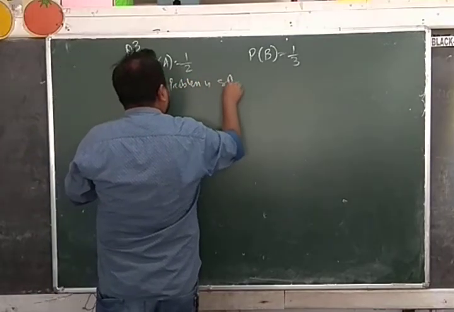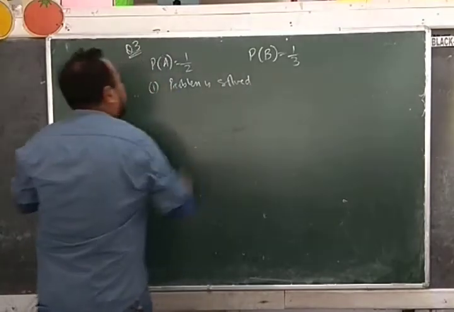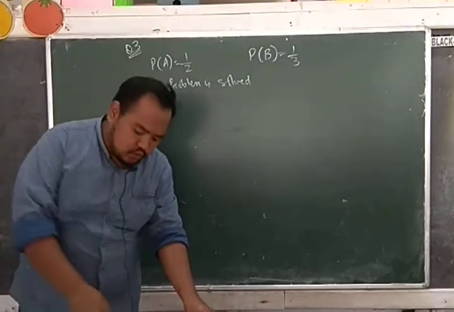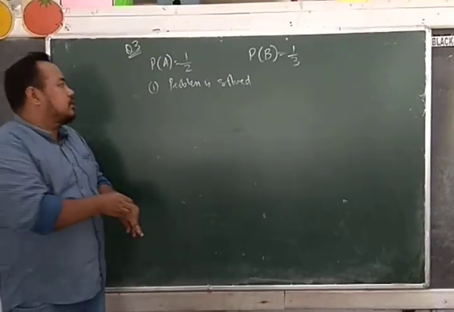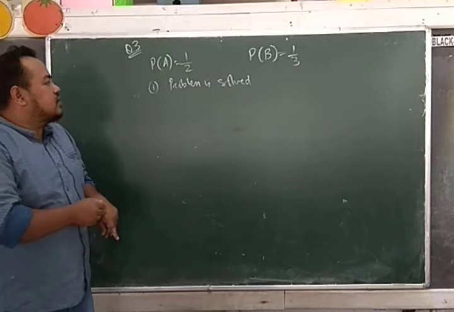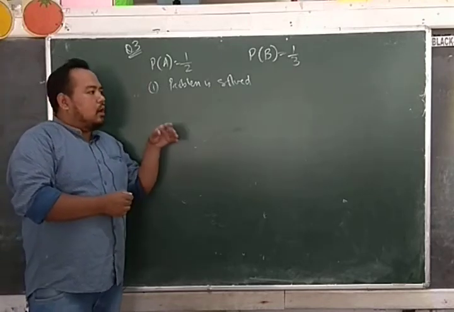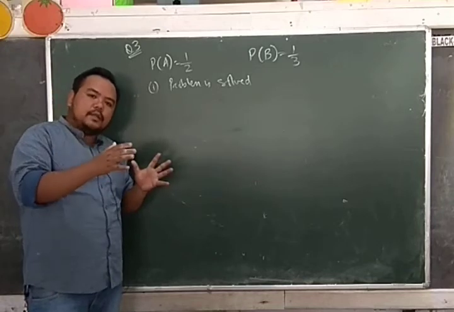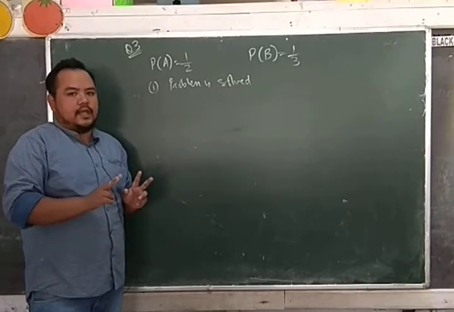Problem is solved. Okay, so I'll just explain the cases. I just want the problem to be solved. So how many cases can we have? Just think about it. I just want the problem to be solved. I don't want to know who solves the problem. I just want the probability that the problem will be solved. They are trying it together.